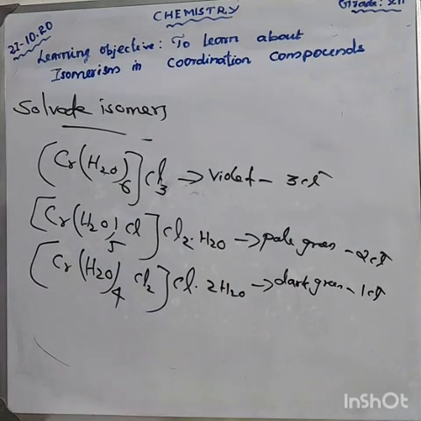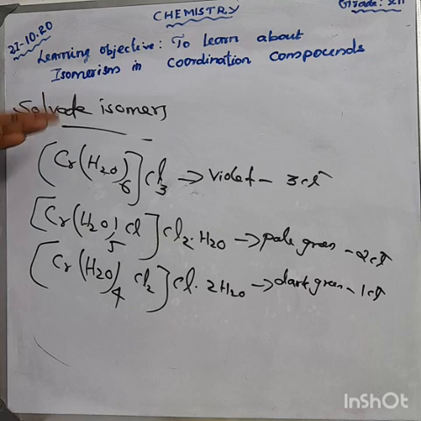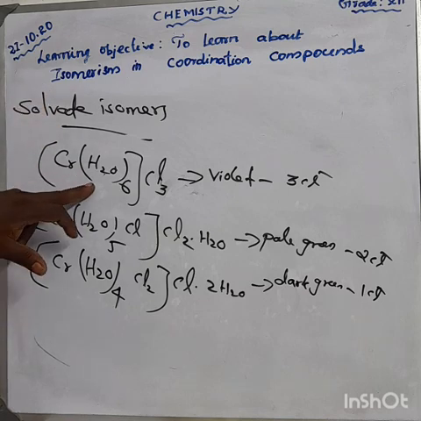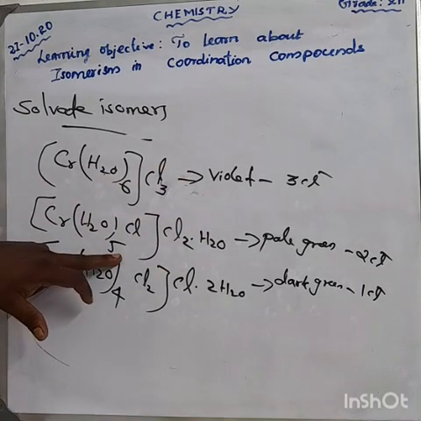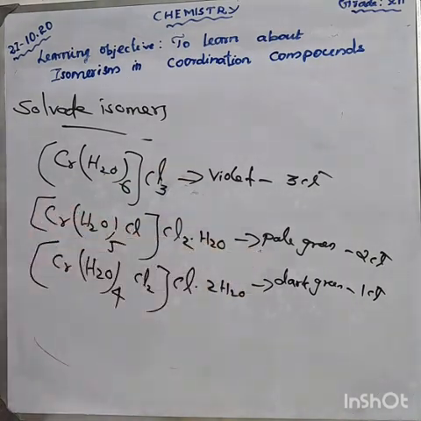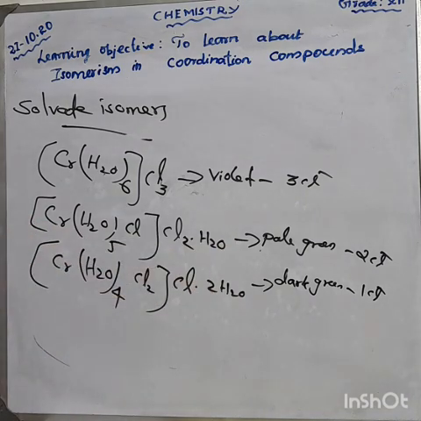Okay, these are the 3 examples. Students may be asked in one word: what is the color of this complex? Violet. What is the color of this complex? Pale green. What is the color of this complex? Dark green. How can we say the name of this complex?